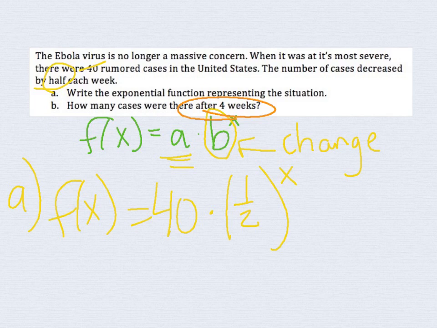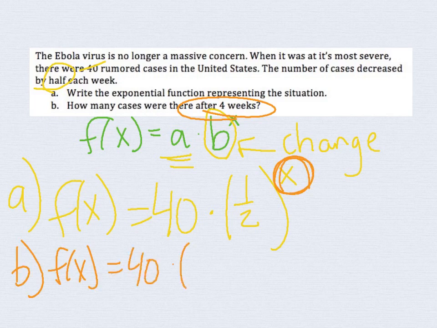Okay, so there's a couple ways I can do this. I think we should just go right to our equation. After 4 weeks, that means I'm going to plug in a 4 for this value of x. So everything else can stay the same: 40 times 1/2 to the power of 4. This is me just evaluating this function that I just created.